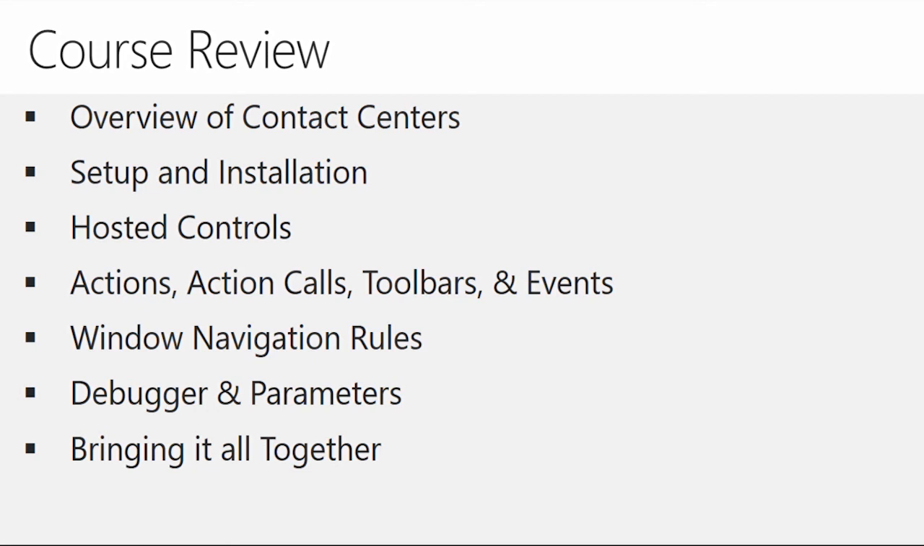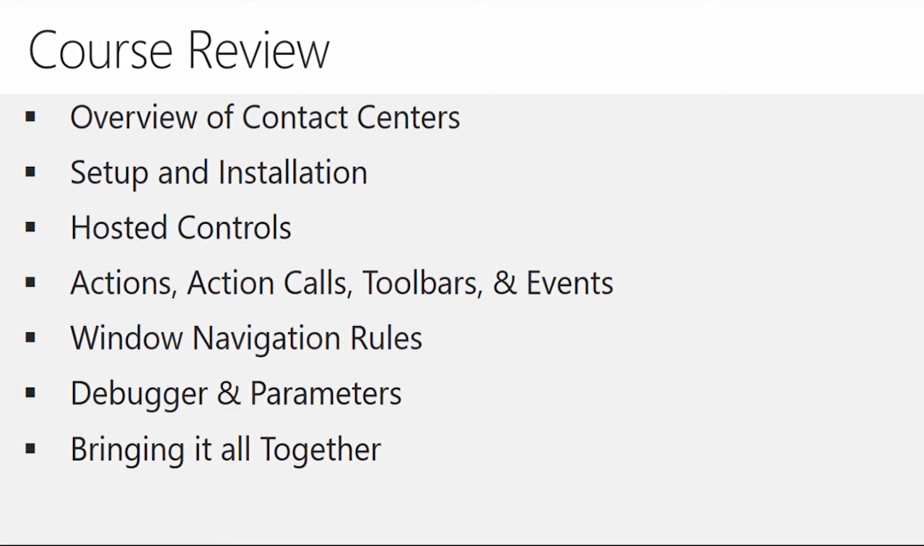We talked about using the debugger to actually see what's going on in your deployment, and if something isn't working right, how to go into the debugger and work through those items. We talked about how data parameters and replacement parameters can work together to pass through contextual information from the context of Unified Service Desk into other areas or elements of the application.